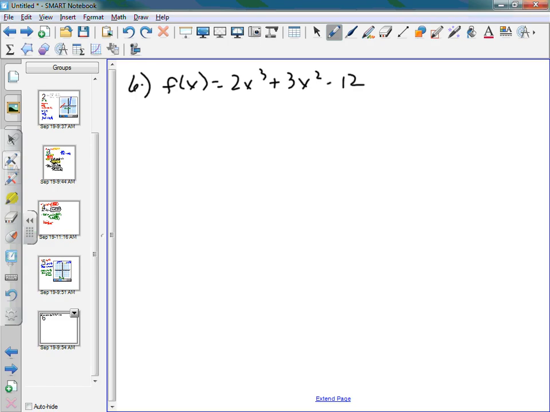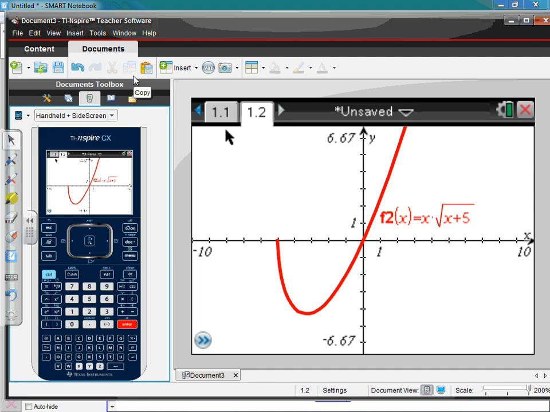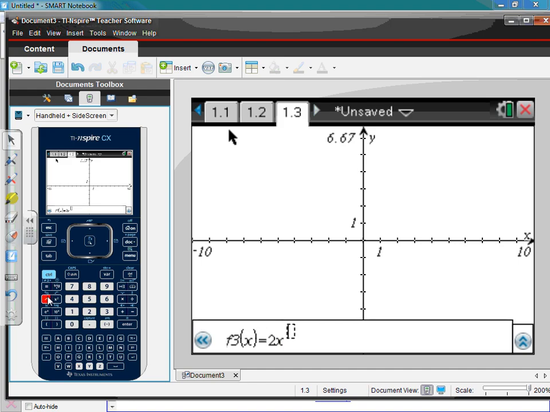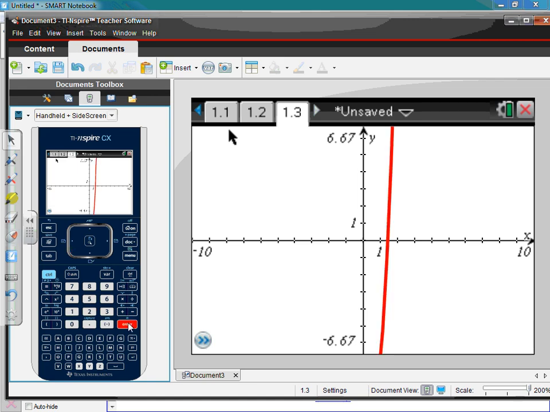Number 6 says to tell me increasing, decreasing, constant, and exponent, right? So what we're going to do is pull this thing up. Okay, I'm going to add a new page, Control Doc for new page, and I want it to be a graphs page. And that function was 2x^3 + 3x^2 - 12. And hit enter. Now this is what you get.